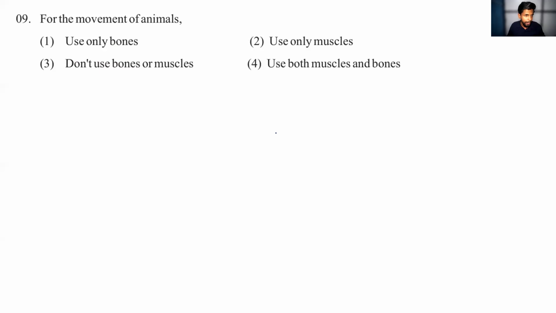That is regarding support and movement, unit number 8. Can anyone tell me the answer? For the movement of animals, which one do they use? Bones, muscles, bones and muscles, or they don't use bones and muscles.